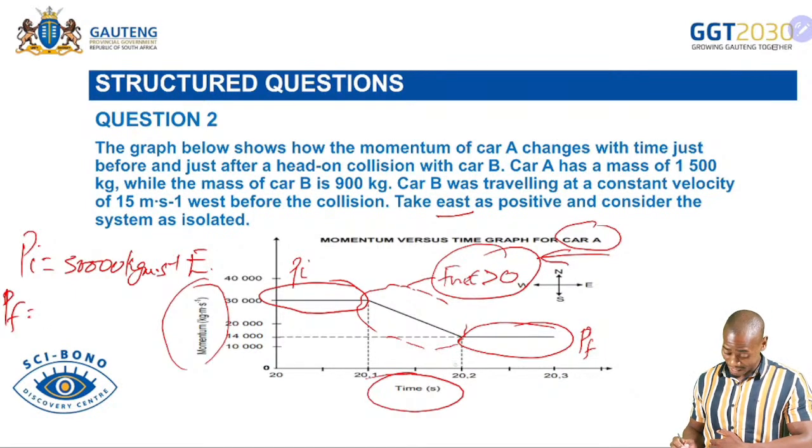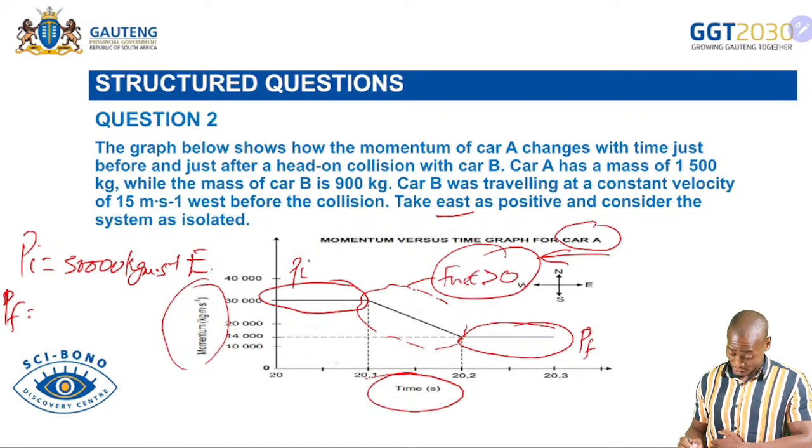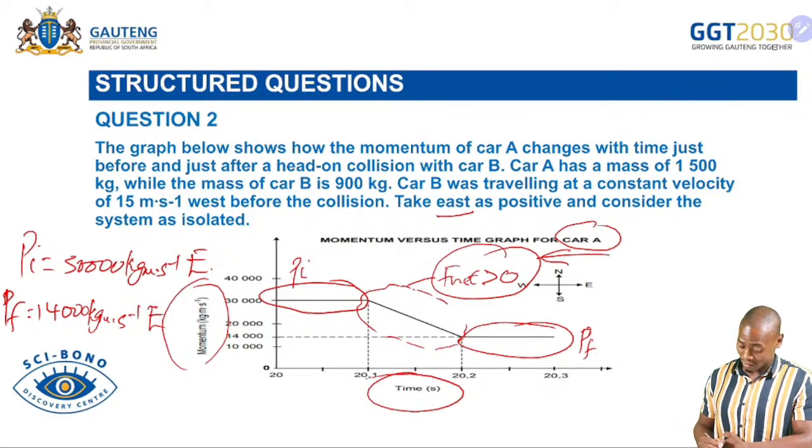We can even talk about the final momentum of car A. What is the final momentum of car A? We are getting that from the graph, we are not even calculating. It's 14,000 kilograms meters per second. In which direction? Also east, because it's still positive.